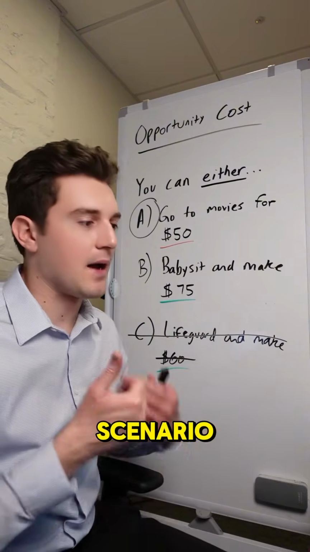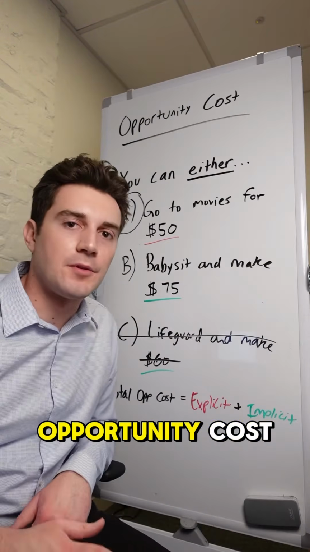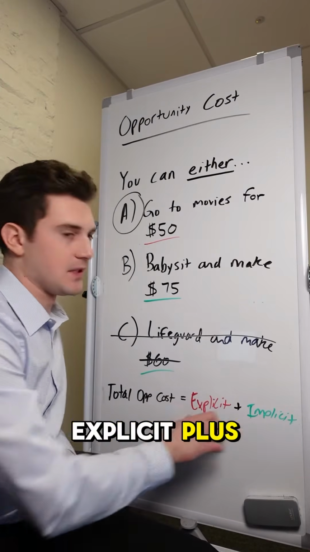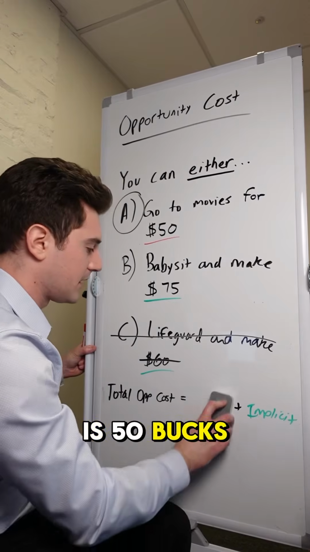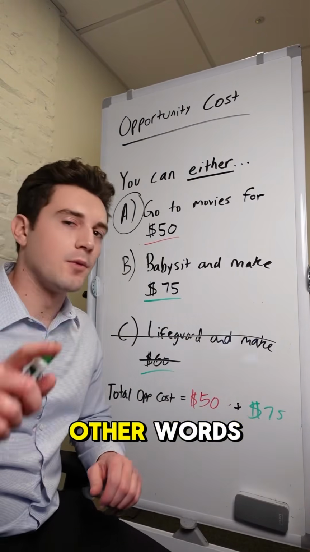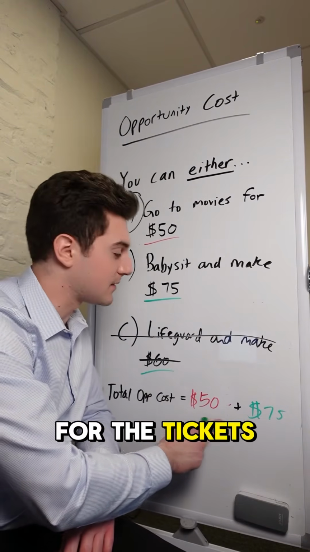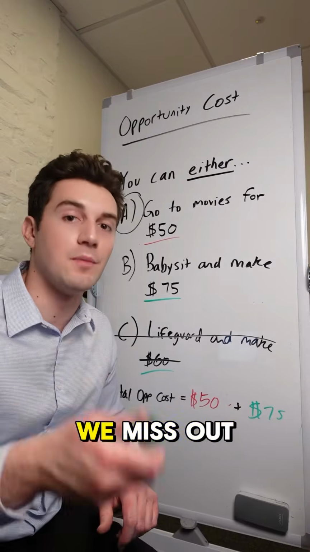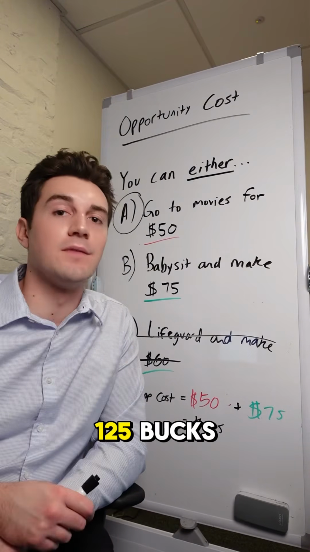Now, with this scenario, how can we calculate the final total opportunity cost? Well, total opportunity cost just equals the explicit plus implicit cost. And in the case of this scenario, our explicit cost is $50 here, and our implicit cost is the $75 right here. In other words, the true cost of going to the movies here is not just the $50 for the tickets, it's also that $75 of income we miss out on. So in reality, going to the movies is actually costing us $125.